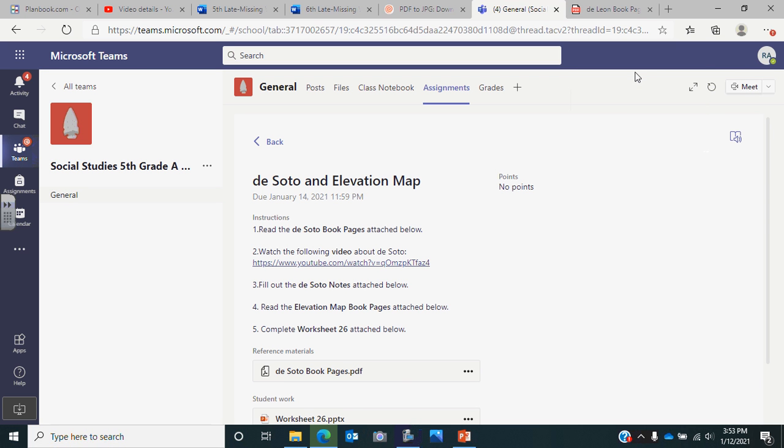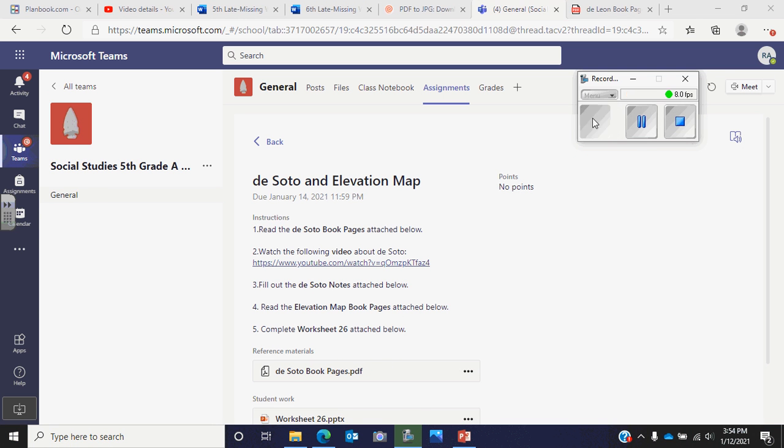Today we're talking about one more Spanish explorer going to what is now the United States and exploring that area. We're going to be talking about De Soto. We're also going to talk about another explorer named Pizarro. And then at the end of the lesson, we're going to be talking about elevation maps and how to read those.